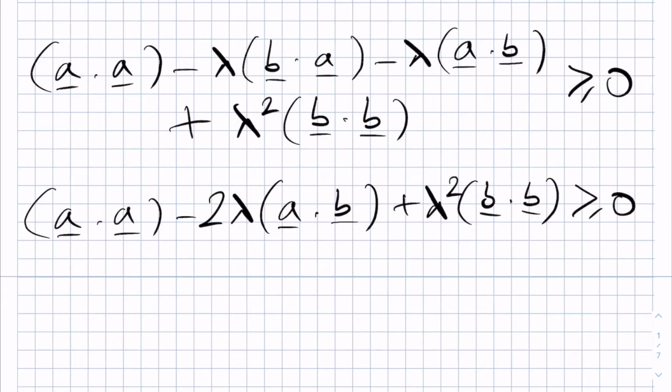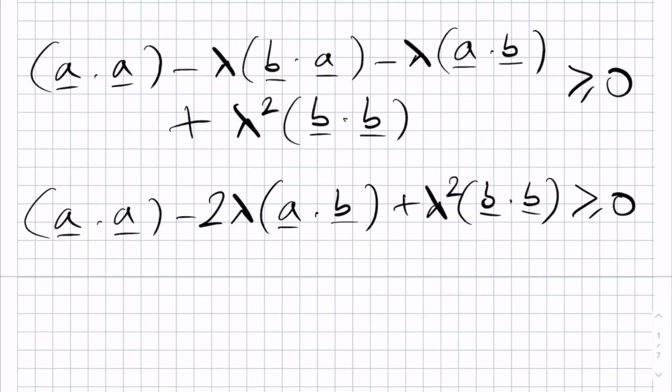If we want a positive quadratic to be non-negative for all values of lambda, which we do since we haven't chosen lambda yet, so this inequality must be true for all arbitrary values of lambda, then this quadratic must have no roots or exactly one root. If it has 2 roots, then it will go underneath the horizontal axis if you picture a graph in your mind of a positive quadratic.